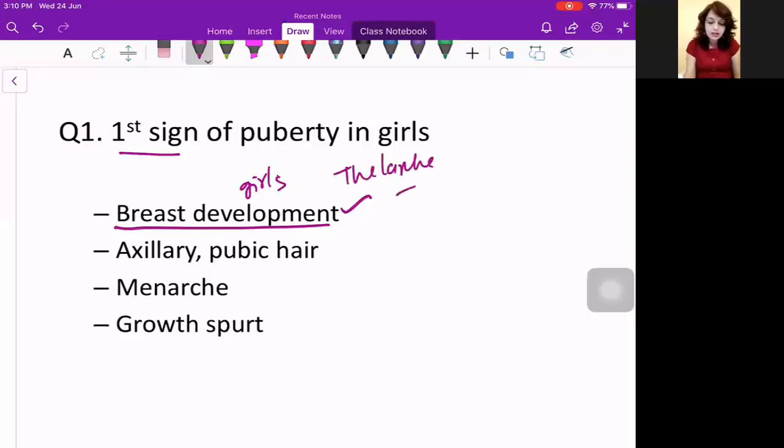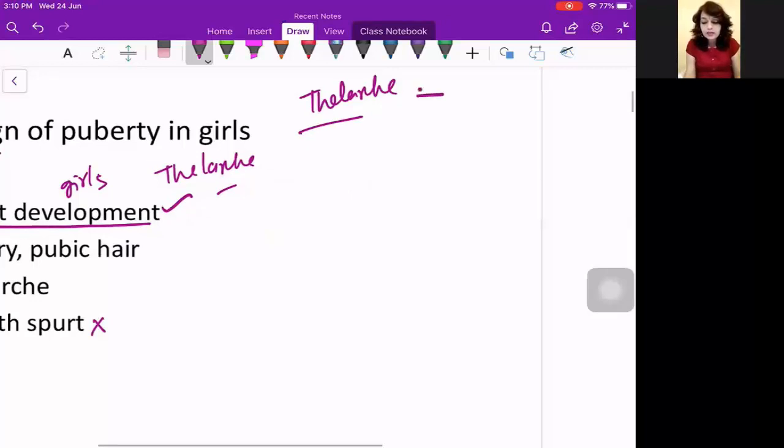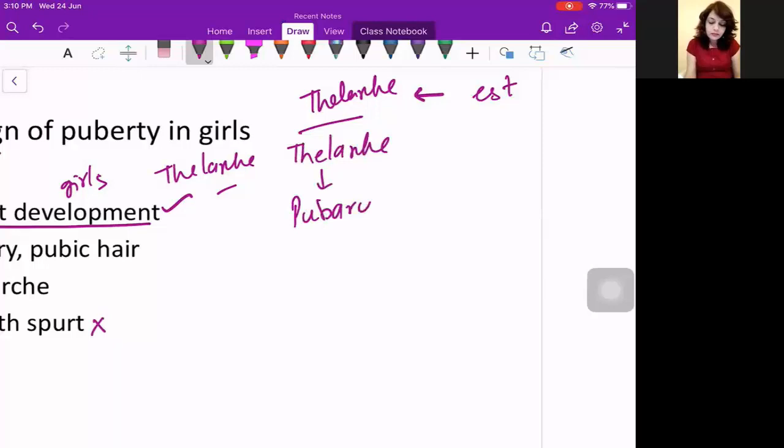thelarche. Thelarche is the breast development. So you should not mark growth spurt as your answer. Thelarche, which is called the breast development, the hormone responsible for thelarche is the estrogen. Now, the correct sequence of puberty in the girls is thelarche, pubarche, and menarche. Thelarche is the breast development. Pubarche is the axillary pubic hair development and menarche is the periods.